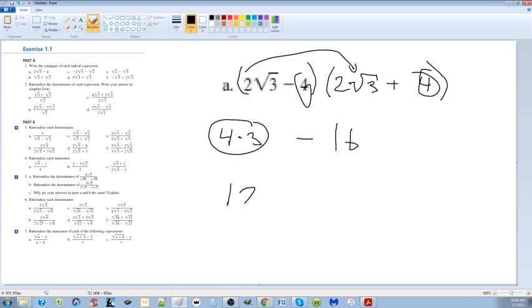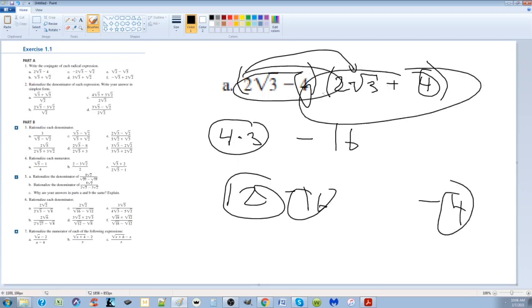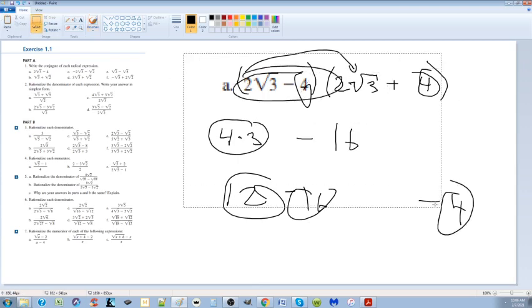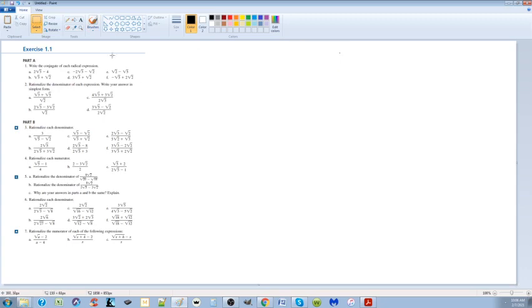This can be resolved to 12 minus 16. 12 minus 16 is minus 4. So you can see, as soon as you learn the conjugate rule, it's very easy. But this is going to be a very important skill to have for your limits. Now, I'm going to do one more, and then you should always see if you can do them.